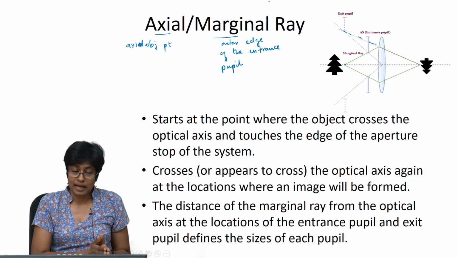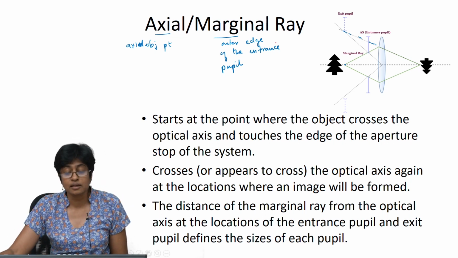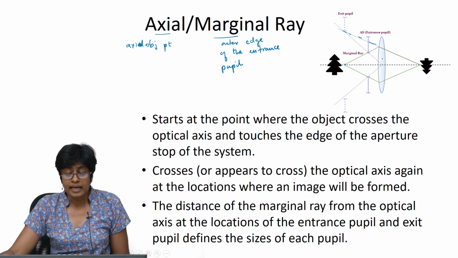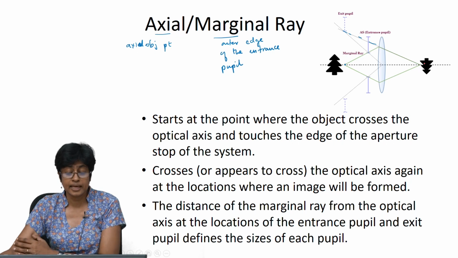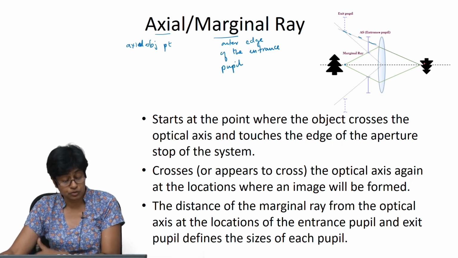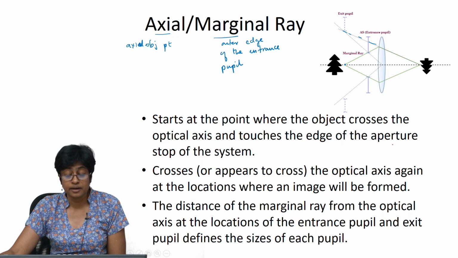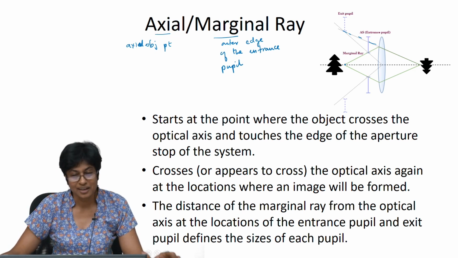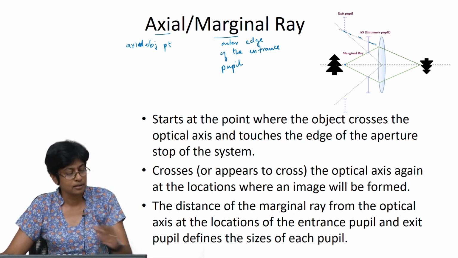So, let's get back to the axial ray. It starts at a point where the object crosses the axis, touches the edge of the aperture stop of the system, and it crosses the optical axis again where the image is formed. The distance of the marginal ray from the optical axis here gives you your entrance pupil size, and here gives you your exit pupil size. So, wherever it appears to cross the edge of those apertures. Okay, so I hope that's clear. Again, these ideas will get clearer as we go along.